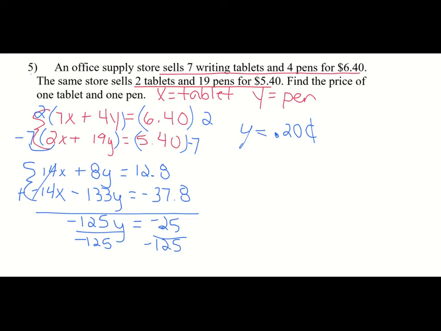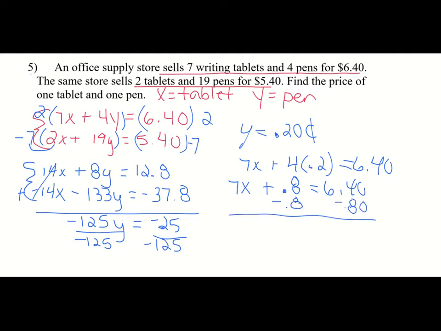Now we need to find the cost of a tablet. So let's go to our first equation. I'm going to do 7x plus 4 times 0.2 equals 640. And it doesn't matter which equation you choose again. So 7x plus 0.8, or 80 cents, equals 640. Subtract our 0.8.